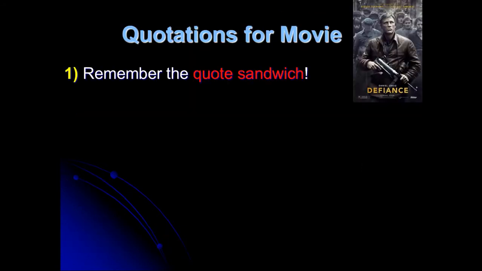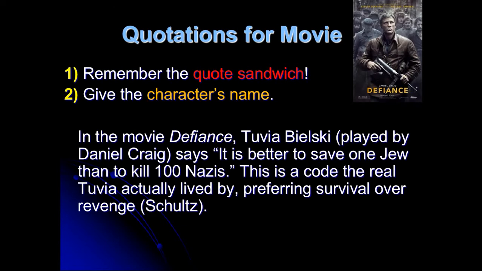So let's talk about quotes. Remember the quote sandwich. You want to give your character's name, not the actor, but the actual character who says the line. So here's our example. In the movie Defiance, Tuvia Bielski, played by Daniel Craig, says, "It is better to save 1 Jew than to kill 100 Nazis." This is a code the real Tuvia actually lived by, preferring survival over revenge. So we're explaining that this came from the movie, we're giving our character's name, and then we're giving our actor's name in parentheses. You don't have to do that, but if you want to, that's fine.